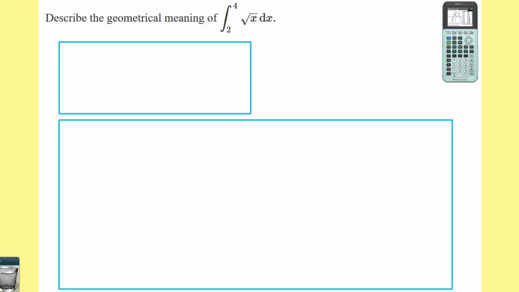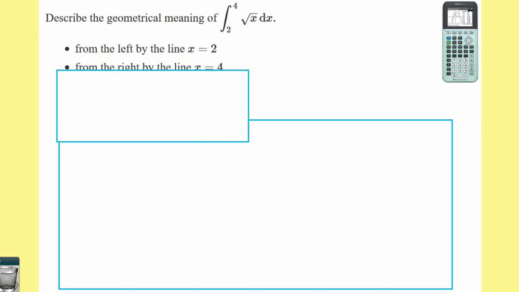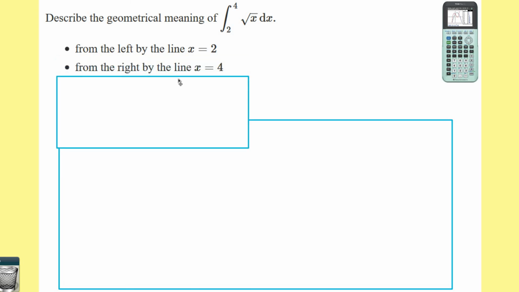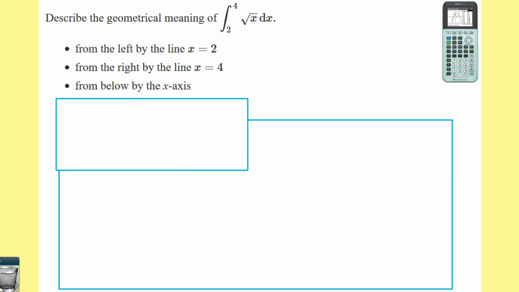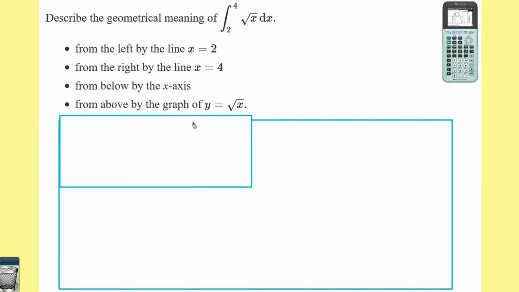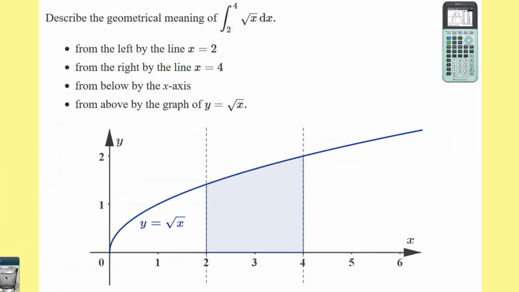So describe the geometrical meaning of this. Again, it is bounded from the left by the line x equals 2. That's your lower bound, so that's your left side. The right side is the line x equals 4, your upper bound. It's bounded from below by the x-axis, and from above by the graph. I think I worded that kind of weird. I'm better when I show it.